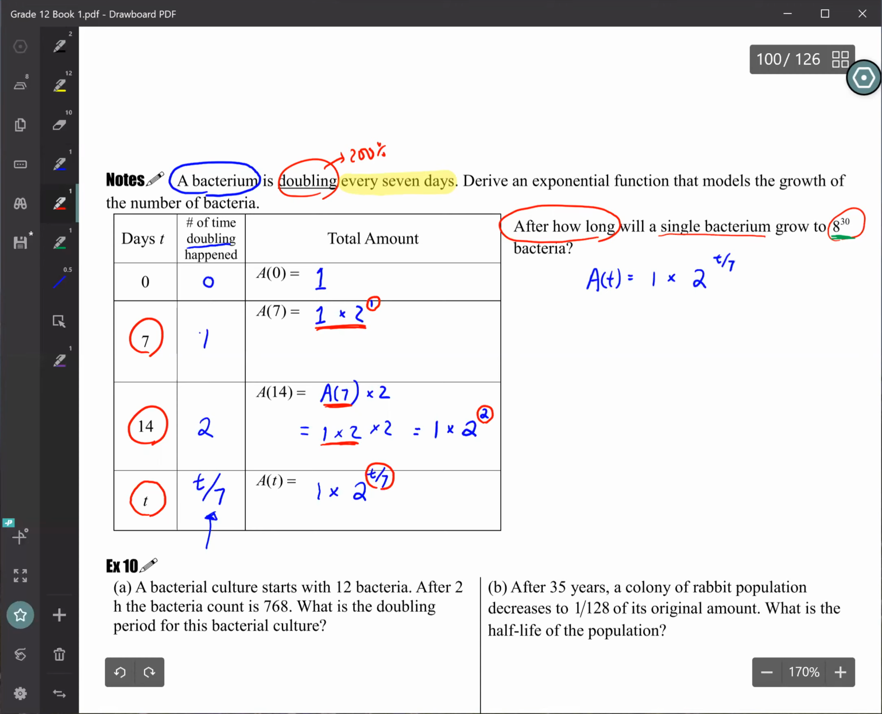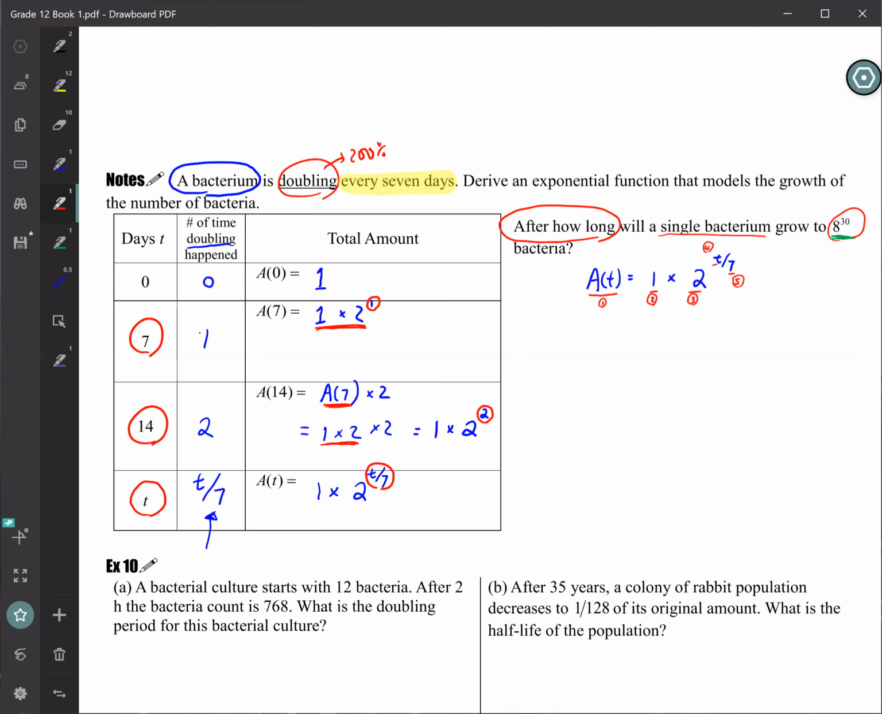Let me highlight some of the things here, okay? A of t, the initial, the double, right? And the t and the 7, okay? We have 1, 2, 3, 4, 5, right? 5 items in this formula.